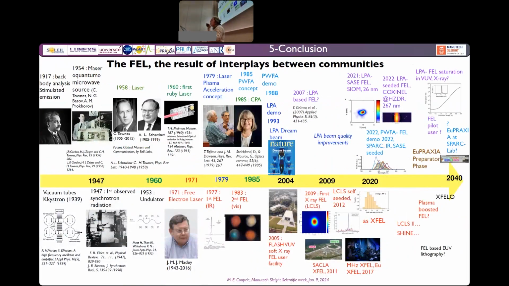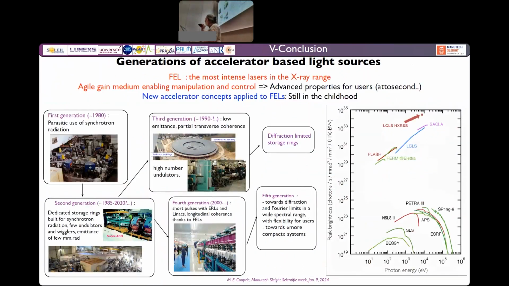So then to conclude about the evolution of FEL, it's just to recapitulate what we have seen: the invention of the laser, the first FEL, advent of X-ray FEL, and first results of laser plasma FELs. And I wanted just to conclude that FEL is the most intense laser in the X-ray range, that we have an agile gain medium that enables to control and manipulate the system to have advanced properties. And the new accelerator concepts applied to FEL are still in the childhood.